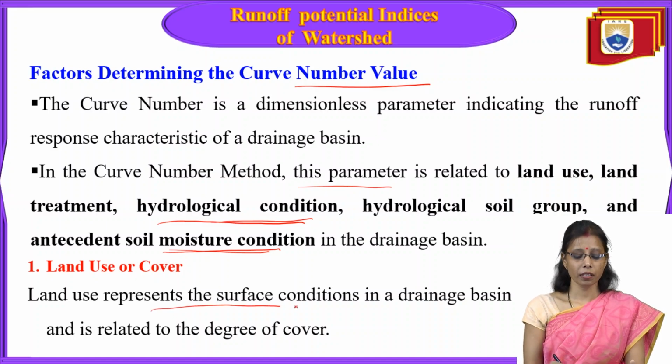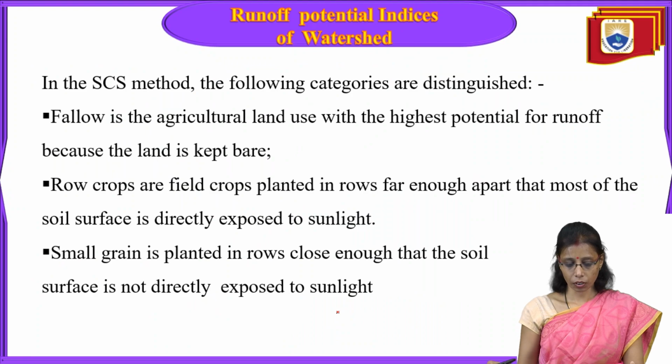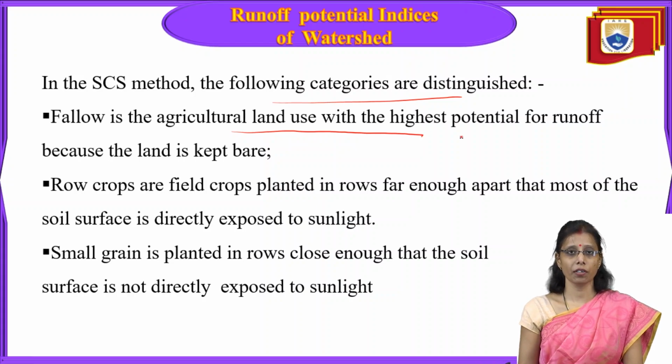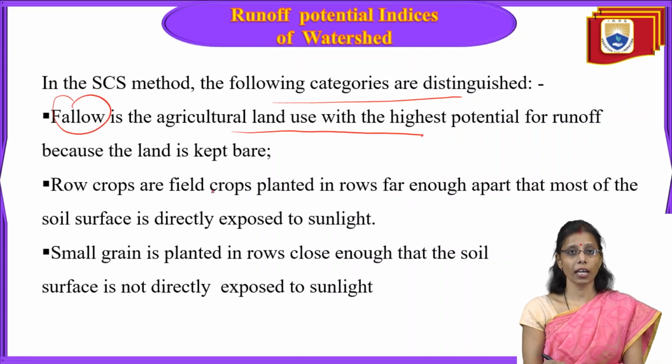Now land use represents the surface conditions in the drainage basins and relates to the degree of cover. In the SCS method, the following categories are distinguished. In land use, we have the following categories. Fallow is the agricultural land use with the highest potential for runoff because the land is kept bare. What is fallow land? Fallow land means empty land.